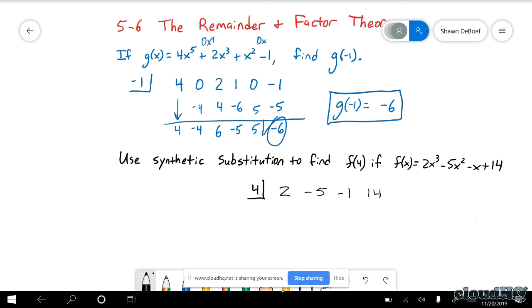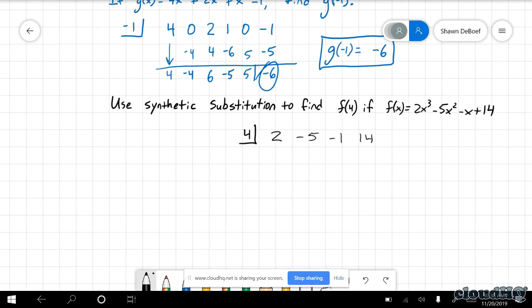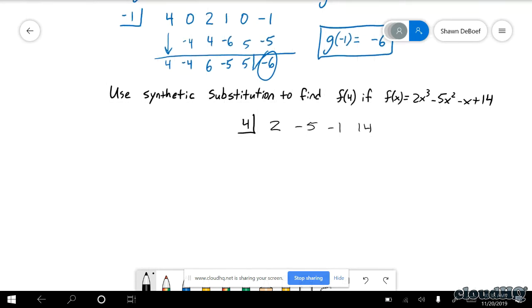Did we have any missing terms here? Do we need any placeholders of 0? Look at the exponents. We have x to the third, x to the second, x, constant. We have them all, so I don't need any zeros.